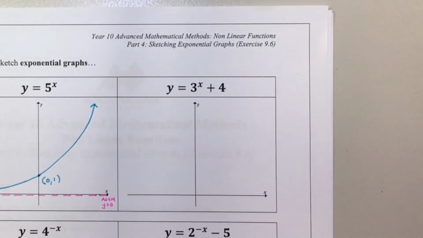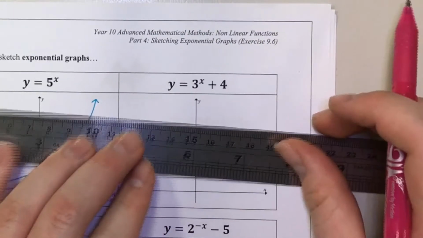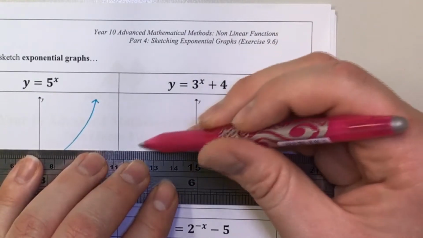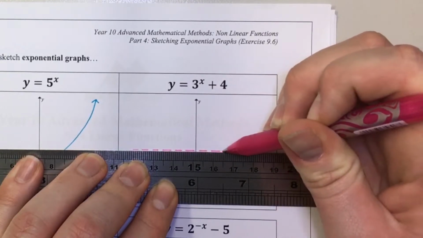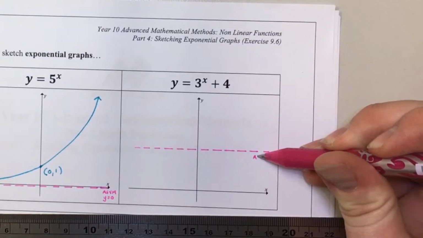Again, I would start with the asymptote. Remember, this graph has been moved up by 4. So where would the asymptote be now? At 4. You'll notice here I'm just putting the line randomly. I haven't even got a scale going on here.